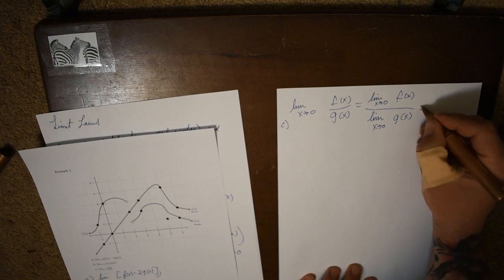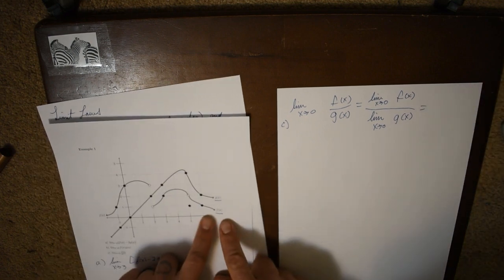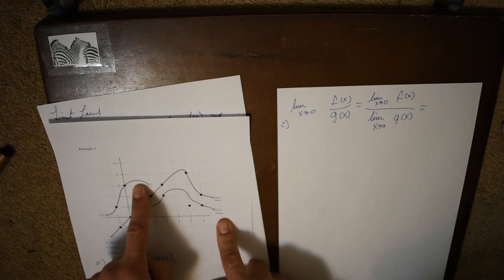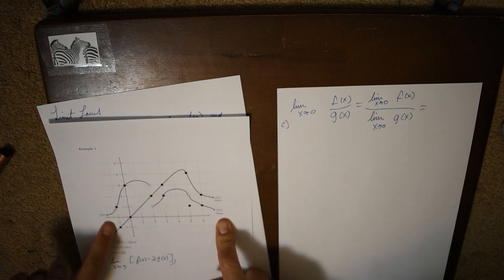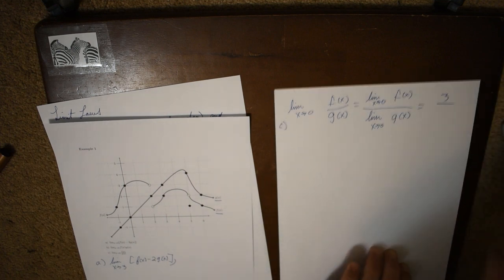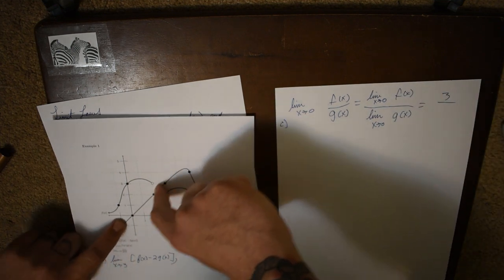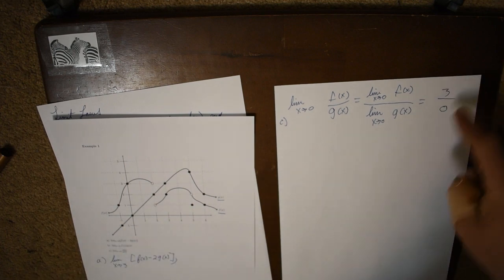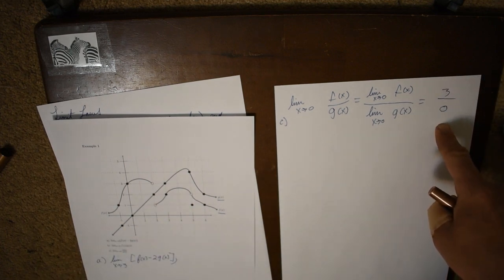Well, the limit as x approaches 0 of f of x, here's f of x, it jumps. As x gets really close to 0, y is going to 3. But g of x is equal to 0. We can't divide by 0.